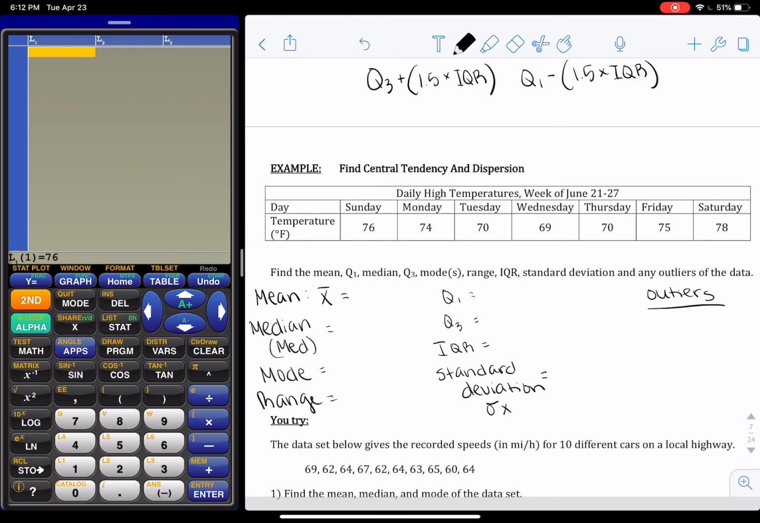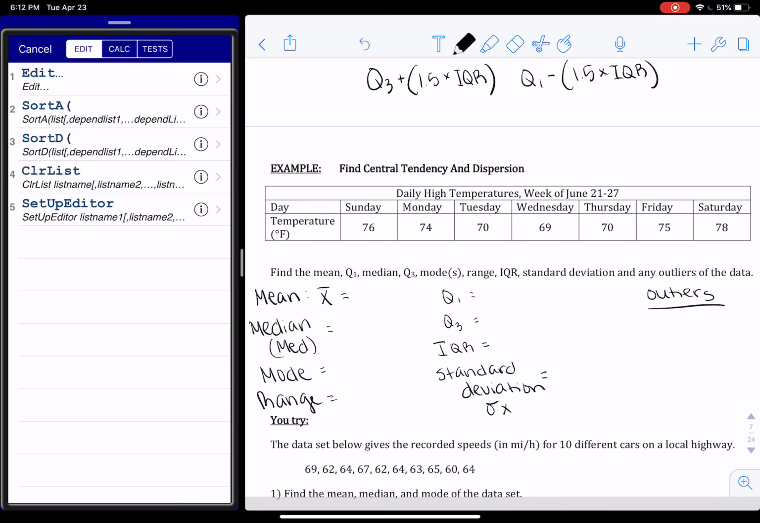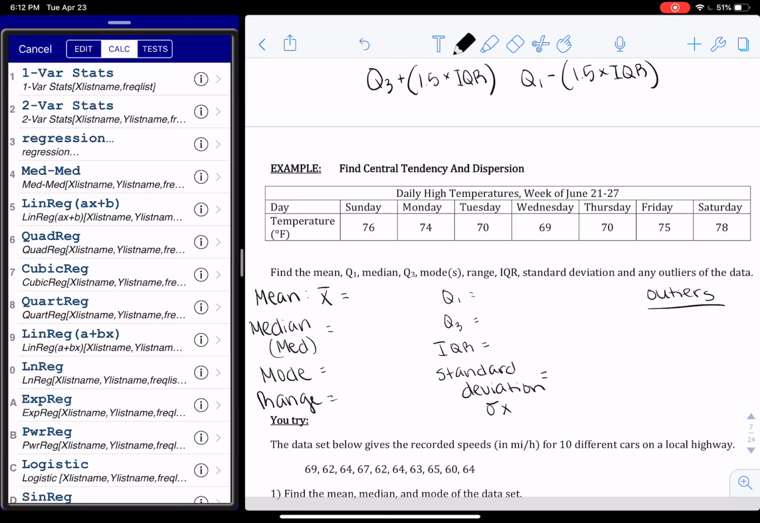So I'm going to type in 76, 74, 70, 69, 70, 75, and 78. Once I have all of my numbers added into my list here, I need it to calculate for me so I can figure out what these are. So I'm going to click on Stat, and then if you look at the top there, do you see how Edit is highlighted? You're going to go over one to Calc, and then you're going to click the first one for one variable stats.